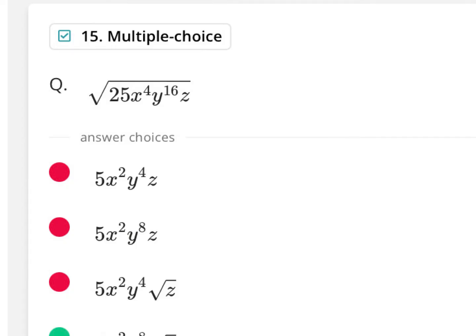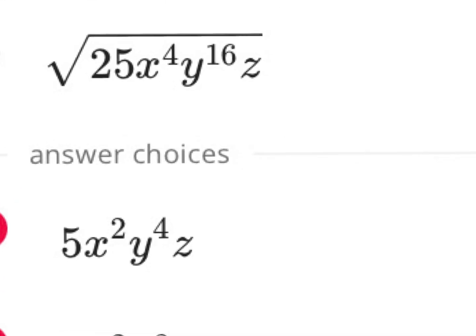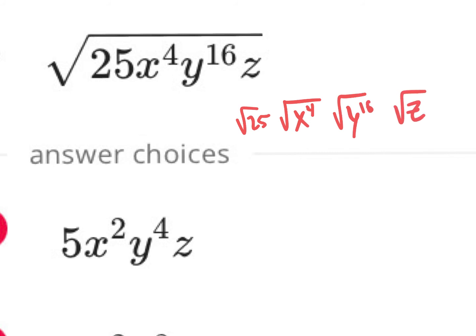So on this question, we have the square root of 25x to the 4th, y to the 16th, z. And we should know how to simplify this. The first thing to do is to split the root to each and every one of these. So we're going to put the square root of 25, the square root of x to the 4th, the square root of y to the 16th, the square root of z. Okay? So which of these are easy to do? Anybody? Yeah, 25. What's the answer there?